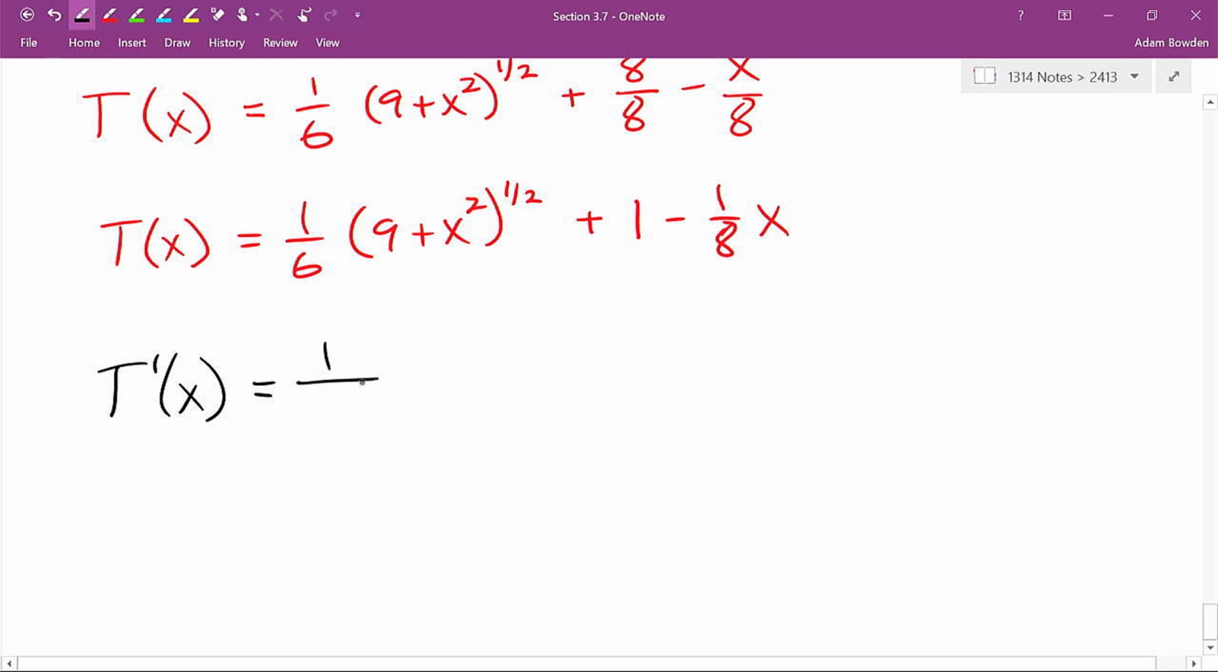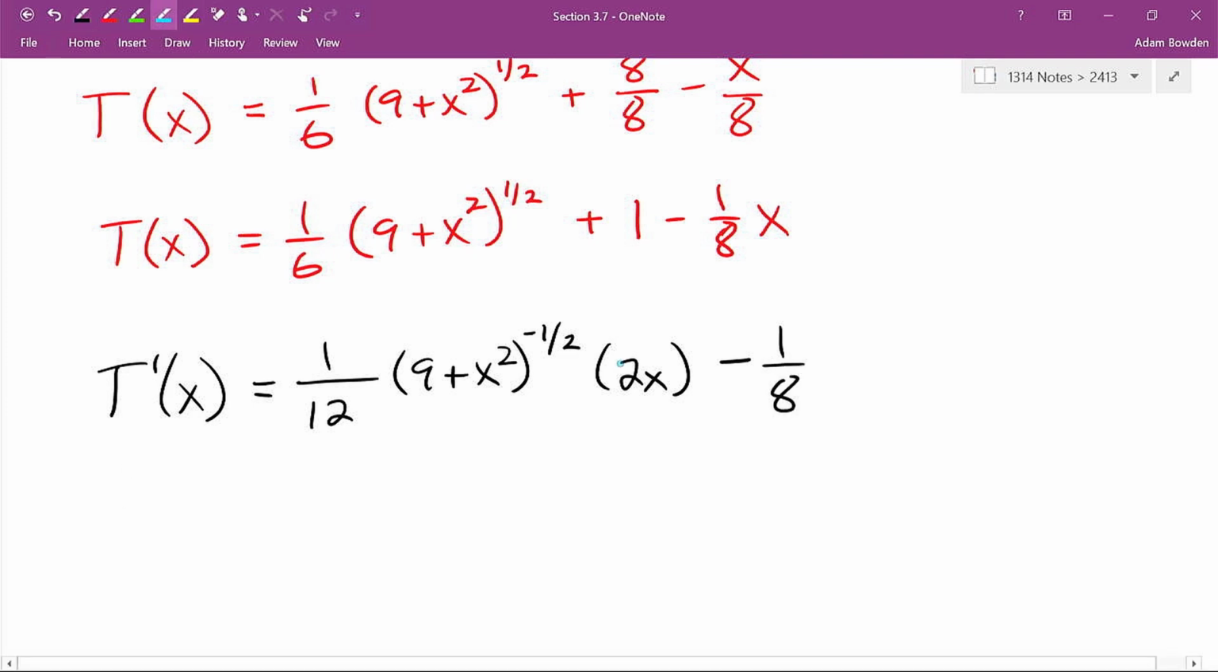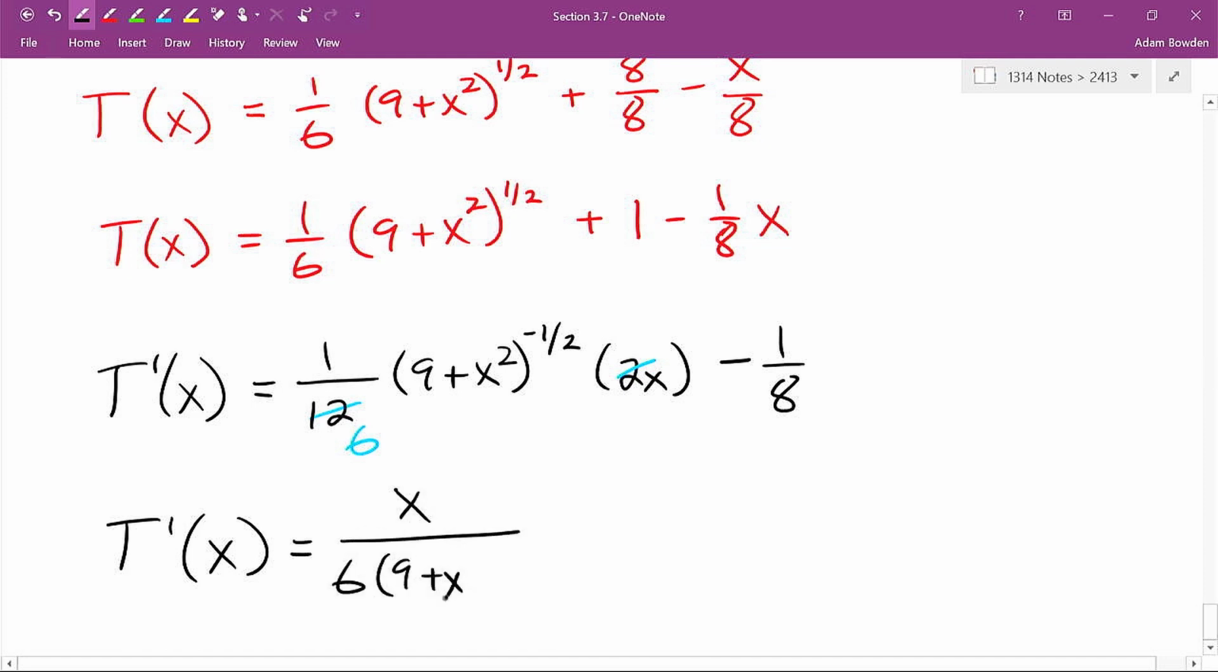So I'm going to take the derivative here, t prime of x. That's going to be equal to 1 over 12, (9 plus x squared) raised to the negative 1/2 power times 2x, that's the chain rule, minus 1/8. We'll reduce down the 2 and the 12 here in the fraction, so we can rewrite this as t prime of x is equal to x over 6 times (9 plus x squared) to the 1/2 power, minus 1/8.